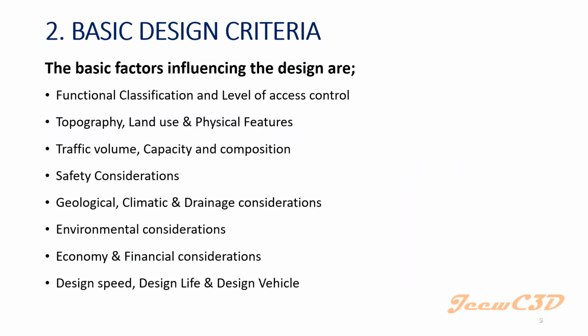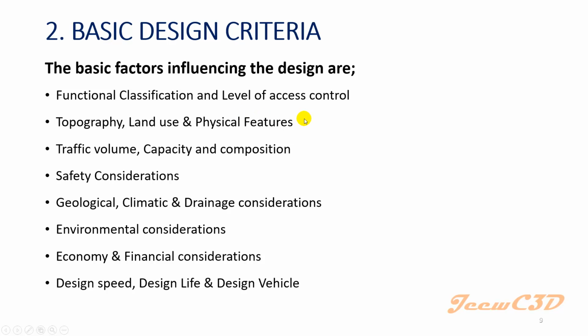Then we will look at the basic design criteria. What is the design criteria we have to adopt when we are designing a road? So there are several criteria we have to adopt. I have listed out some of these. I will explain these one by one here. So functional classification, I told you what type of road we are designing, what the mobility is, what the accessibility is, whether we are giving more mobility or more accessibility. That is called the functional classification.